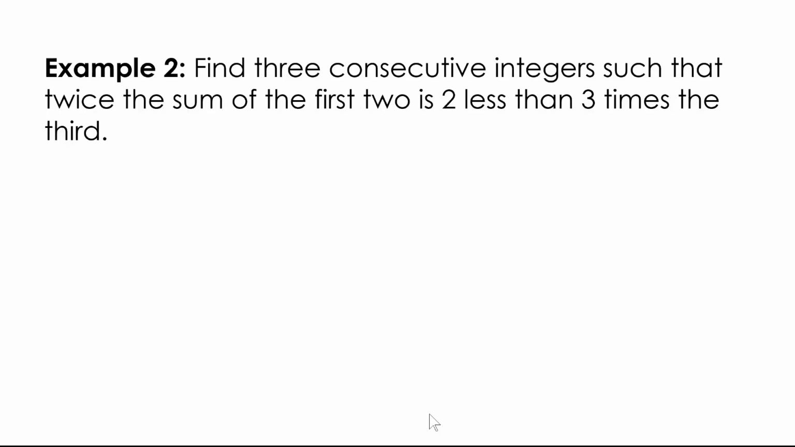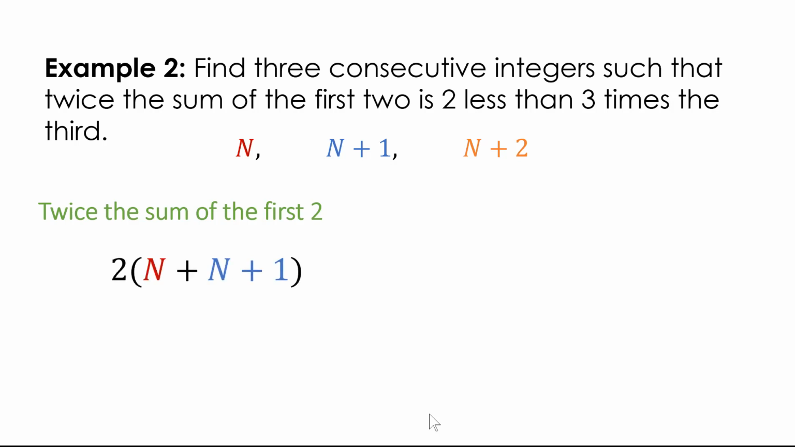All right, so this one says find 3 consecutive integers such that twice the sum of the first 2 is 2 less than 3 times the third. That's really complicated, so the best thing to do is get really organized and write everything down. You're looking for 3 consecutive integers, so you're going to call them n, n plus 1, and n plus 2. It says twice the sum of the first 2. The first 2 are n and n plus 1. You're going to add them together, that's their sum, and multiply it by 2 because it says twice the sum. So 2 times n plus n plus 1.